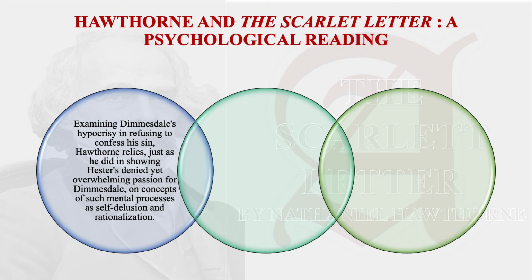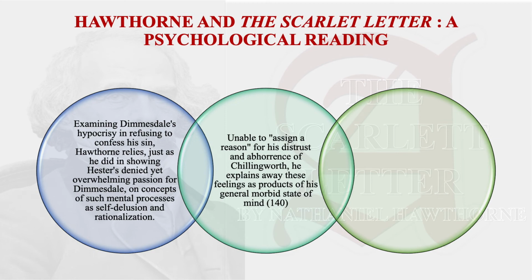Examining Dimmesdale's hypocrisy in refusing to confess his sin, Hawthorne relies, just as he did in showing Hester's denied yet overwhelming passion for Dimmesdale, on concepts of such mental processes as self-delusion and rationalization. And he would lose this ability were his sin known. He stands up in the pulpit and delivers sermons calling himself a great sinner, and all the while knowing that these words will be interpreted figuratively by his listeners, and thus that far from revealing his sin, they will only further conceal it. Unable to assign a reason for his distrust and abhorrence of Chillingworth, he explains away these feelings as products of his general morbid state of mind.